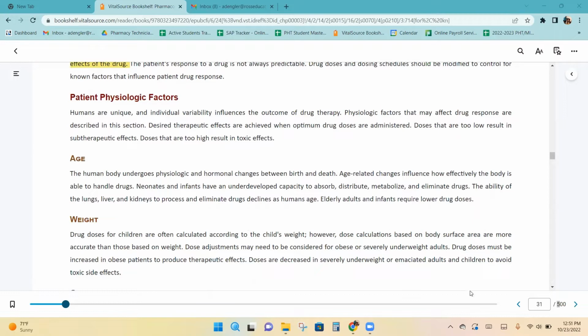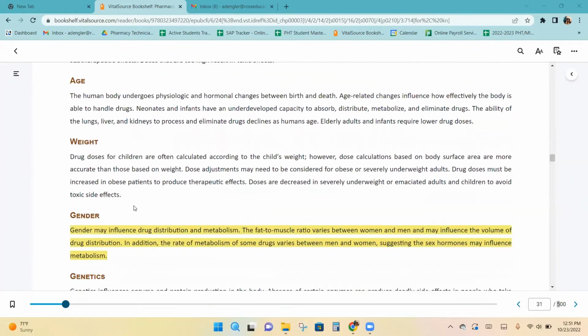The human body undergoes physiological and hormonal changes between birth and death. Age-related changes influence how effectively the body is able to handle drugs. Neonates and infants have an underdeveloped capacity to absorb, distribute, metabolize, and eliminate drugs. The ability of the lungs, liver, and kidneys to process and eliminate drugs declines as a human ages. Elderly adults and infants require lower dose drugs.